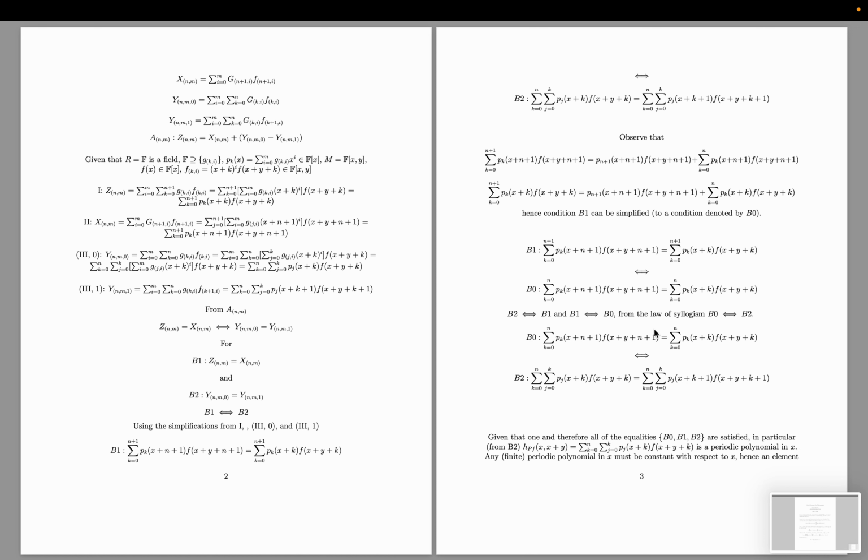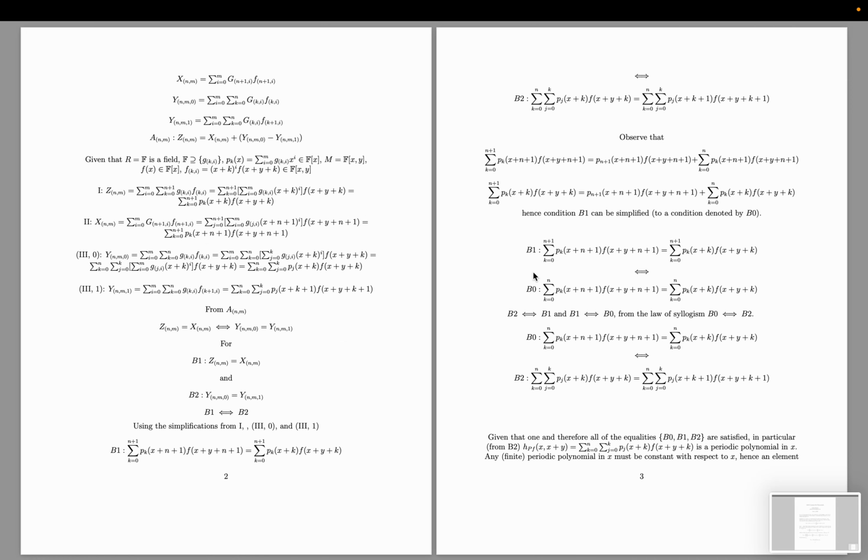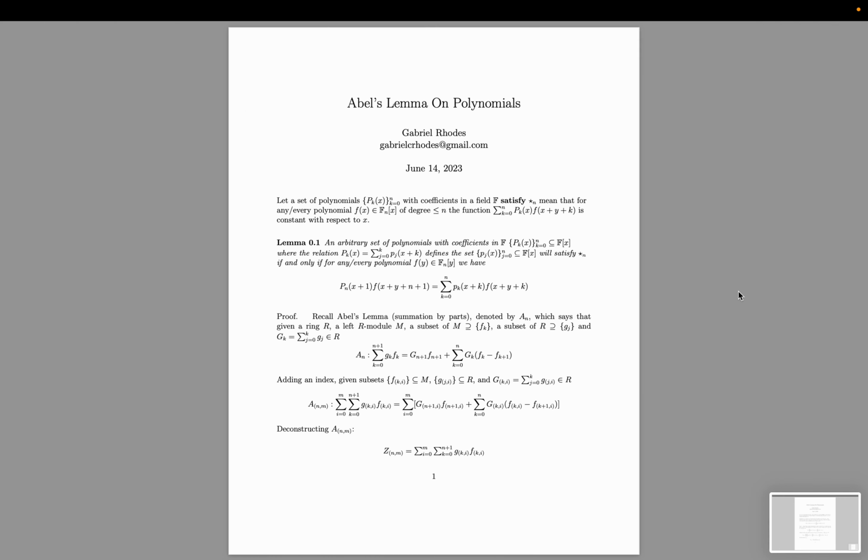And let's motivate this B0 a little bit as well. So this B0 in disguise is actually the punchline that we're getting at. It's this thing, this capital P sub n of x plus 1. Once we refer to our definitions, we see that it is the sum from k equals 0 to n of little p sub k of x plus n plus 1. So B0 is, in fact, what we're after.